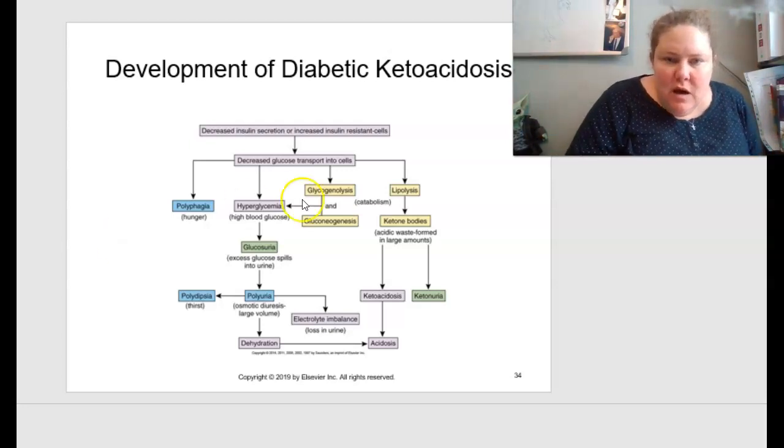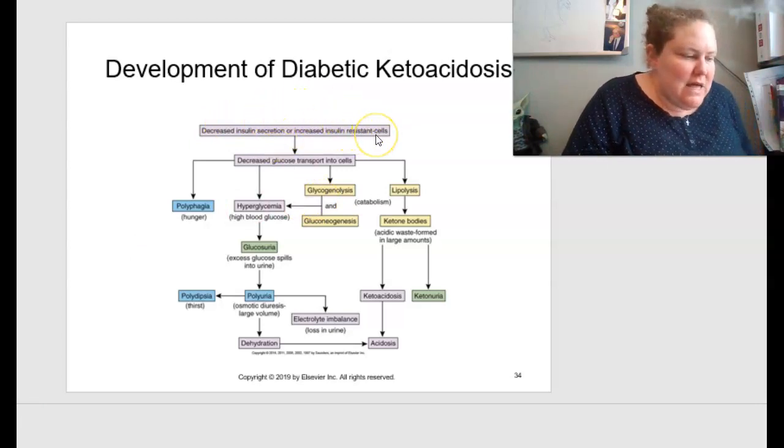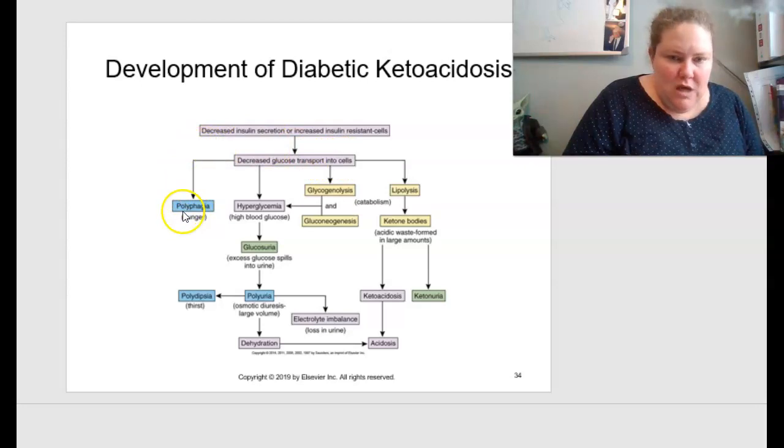And so what you see up here is the decreased insulin secretion or increase in insulin-resistant cells. And so then this leads to a decrease in glucose transport into the cell. And that can cause you to have polyphagia, which is hunger. It can cause you to have hyperglycemia, which is the high blood glucose, which then can lead to glucosuria, which is an excess of glucose spilling over into the urine. So then you can test it on a dipstick. And then that can cause polyuria, which is the increased frequency of urination, therefore leading to dehydration.